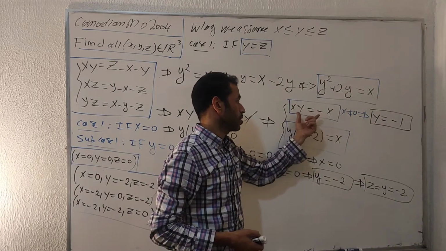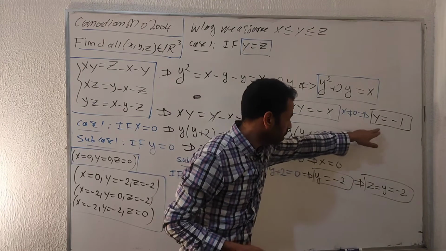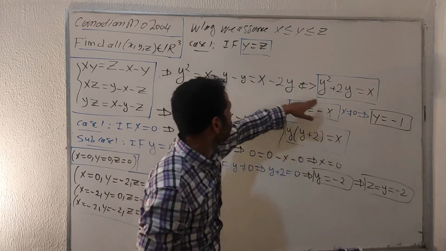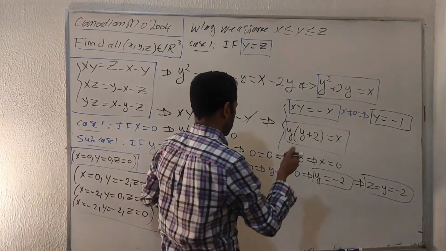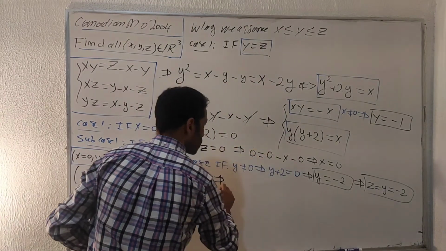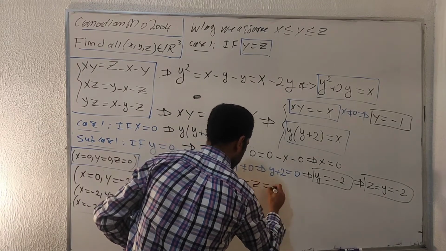Because I have divided both sides by x, it gives us y equals minus 1. I'm going to take advantage of this solution. Remember, we also have y equals z. We're still working on this case. This one is telling us y equals z equals minus 1.